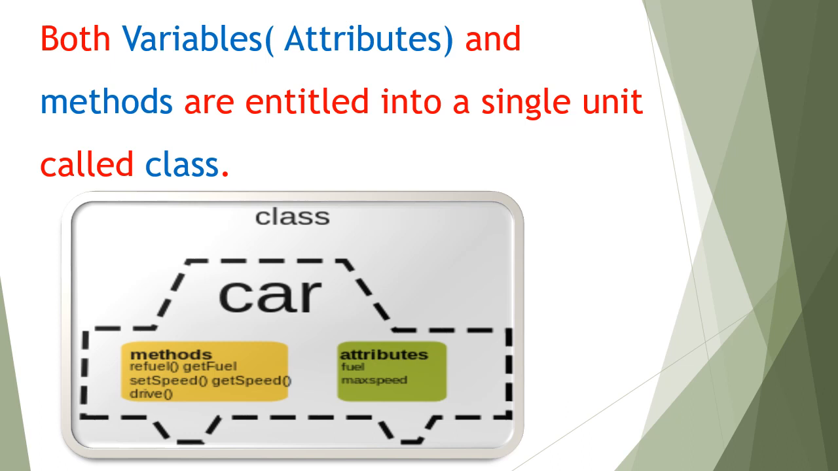Here we see a class called car, which has methods and attributes. The methods and attributes are wrapped into a single unit. The methods of the class car are refuel, get fuel, set speed, get speed, and drive. The attributes of the class car are fuel and max speed.